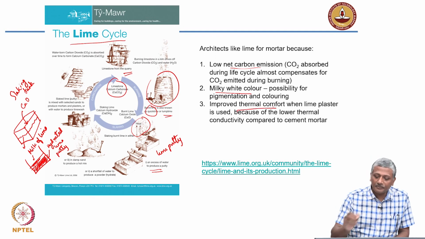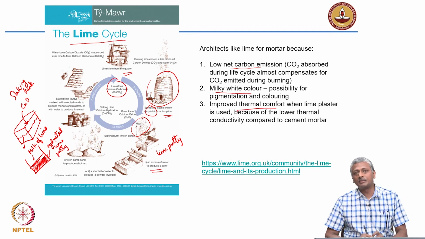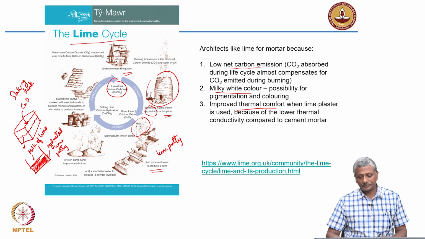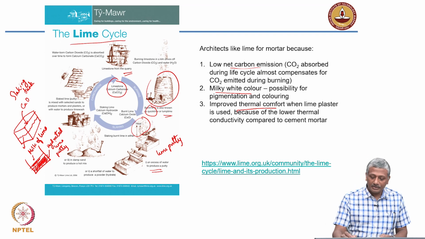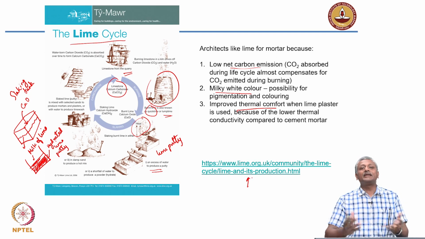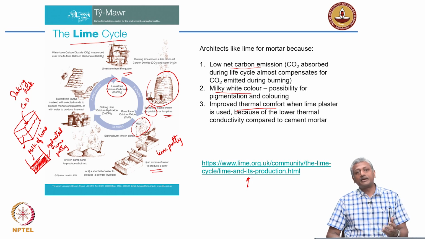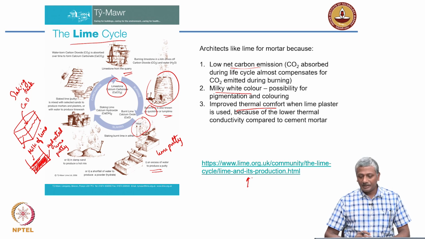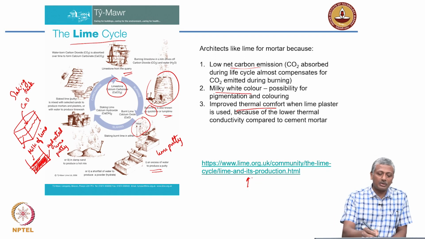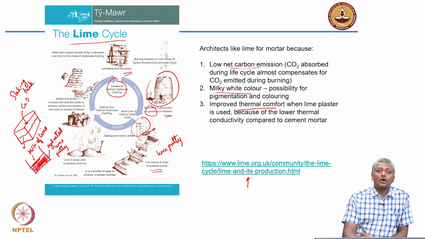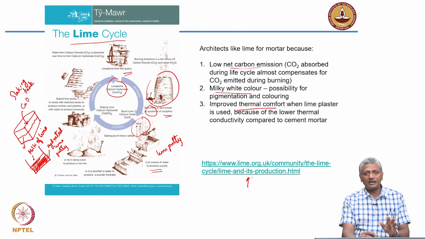And then again, generally when lime plaster is used, you get improved thermal comfort as opposed to cement plaster because of the lower thermal conductivity. Again, there are websites which are dedicated to the use of lime, especially with lime being used in heritage monuments. Please look at this website and you can learn a lot more about the different Scottish lime kilns that are described here. It's very interesting to read that.